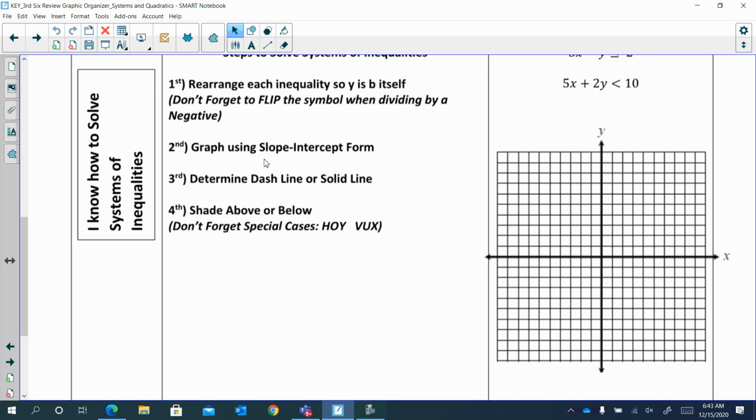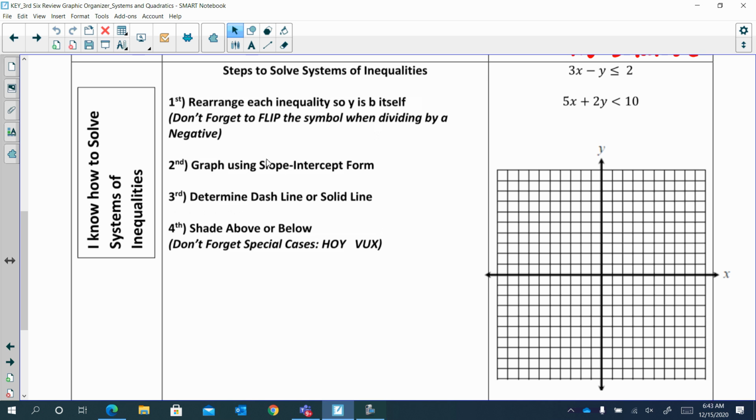Okay, let's talk about solving inequalities. I did give you these steps here. Please refer to them to help you with your problem solving. And there are some things you do need to remember.